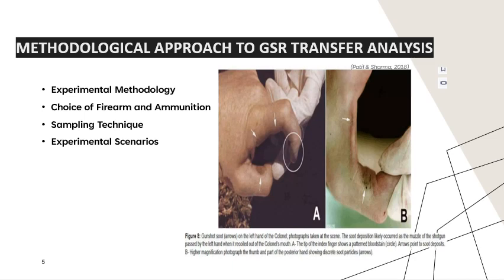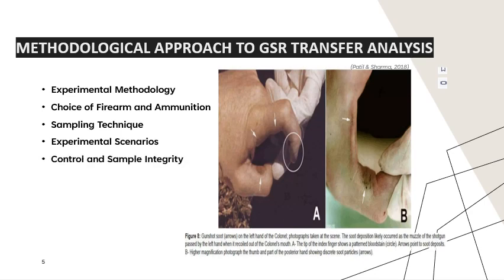So scenario 3, firing followed by firearm exchange. After discharging the firearm, the shooter handed the gun to another participant who briefly held it to evaluate gunshot residue transfer via object handling. So even though the secondary person did not fire the gun, was there gunshot residue on that person?